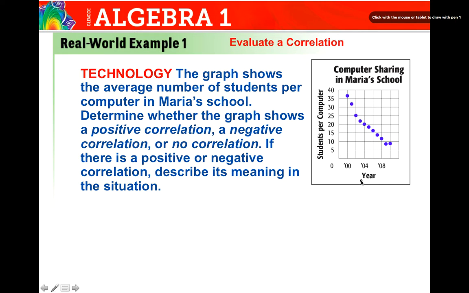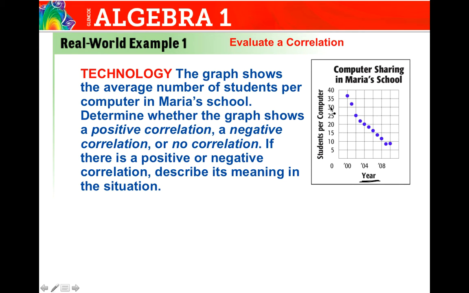Along our x-axis, we have the year. Looks like 2000, 2004, 2008. And as we go up the y-axis, it's students per computer. So computer sharing in their school. So as the year goes on, here in 2000, it looked as though there's maybe around 37 students per computer. If we get down here to what would be 2010, it looks like it's maybe 9 students per computer.